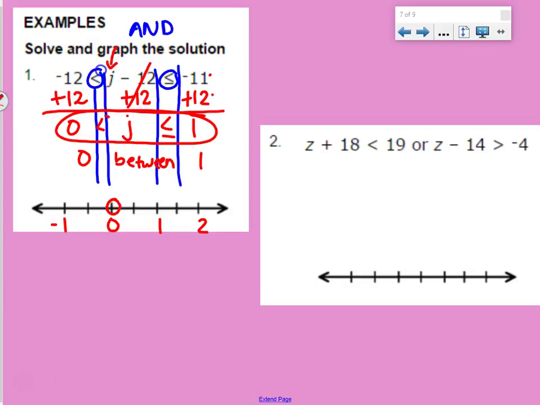Open circle at 0 since it's just that less than sign. Closed circle at 1 because we have less than or equal to. And then it's between, so we shade in the middle.